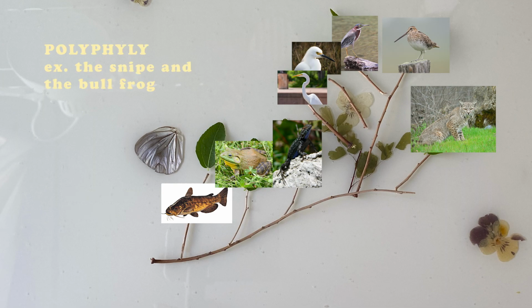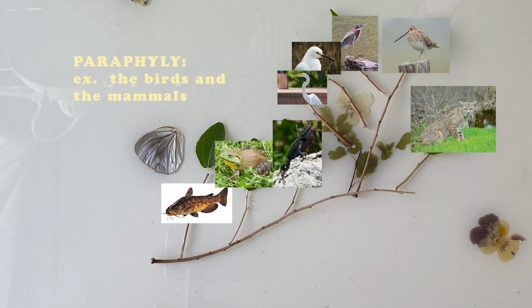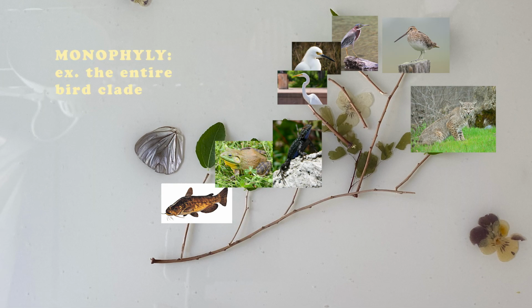A polyphyly represents a group of taxa that does not really share an immediate common ancestor, while a paraphyly represents a group of taxa in which the descendants do share some kind of common ancestor. Lastly, a monophyletic group contains all the descendants of that lineage.